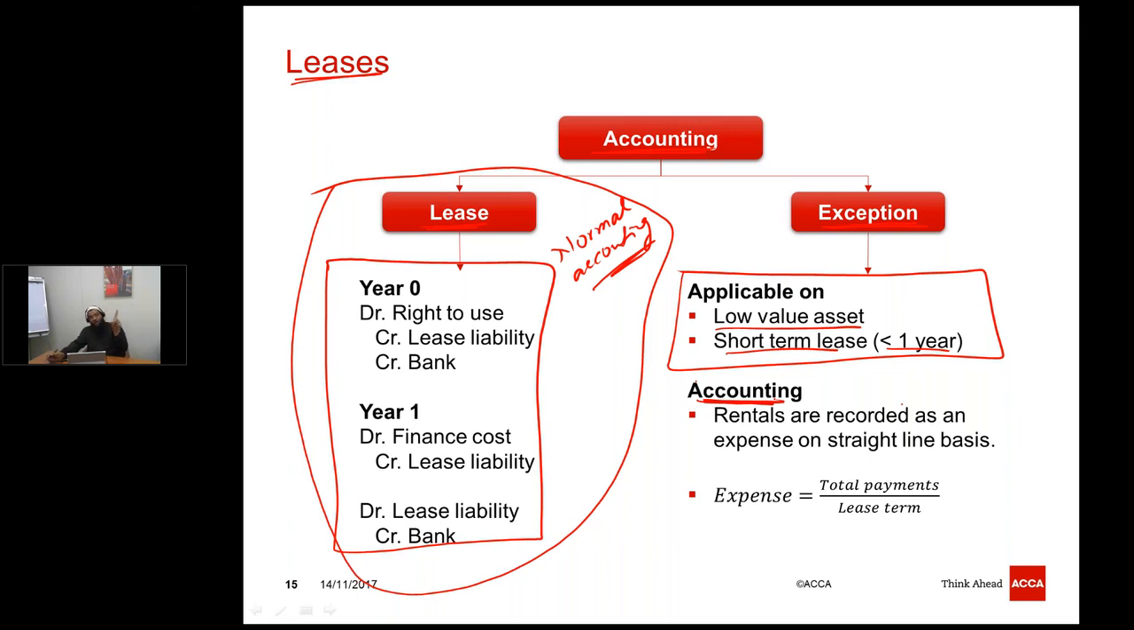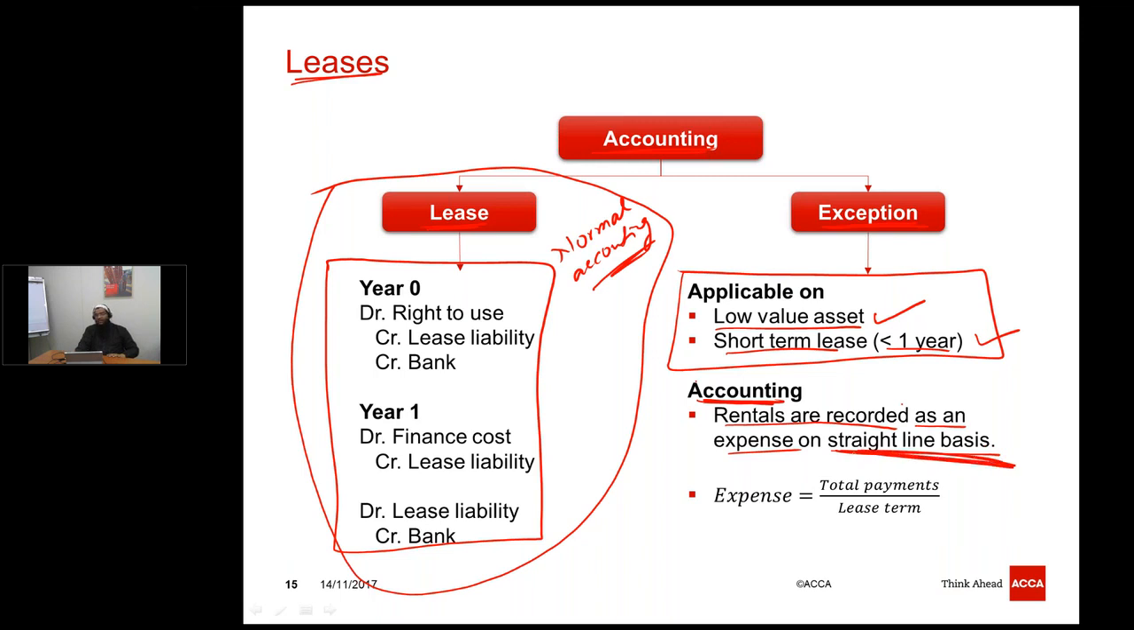So there are two accountings, the normal accounting and the accounting for exceptions. If the asset is a low value asset, for example, office furniture or your personal computer, or a short-term lease, which relates to less than a year, in that case, the accounting is to record the rentals as an expense on a straight line basis.